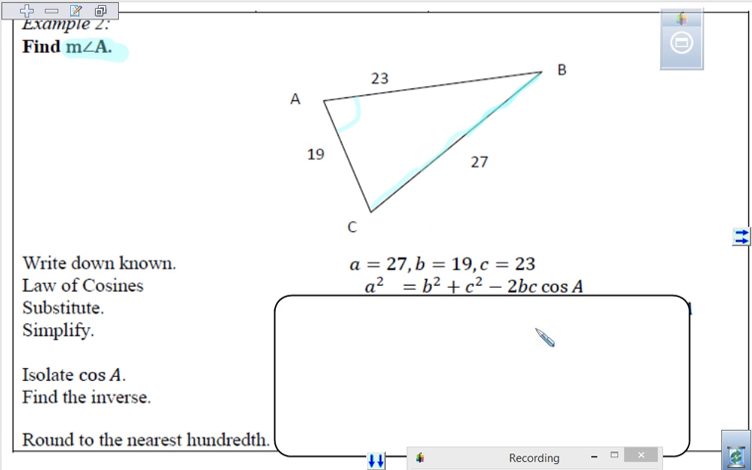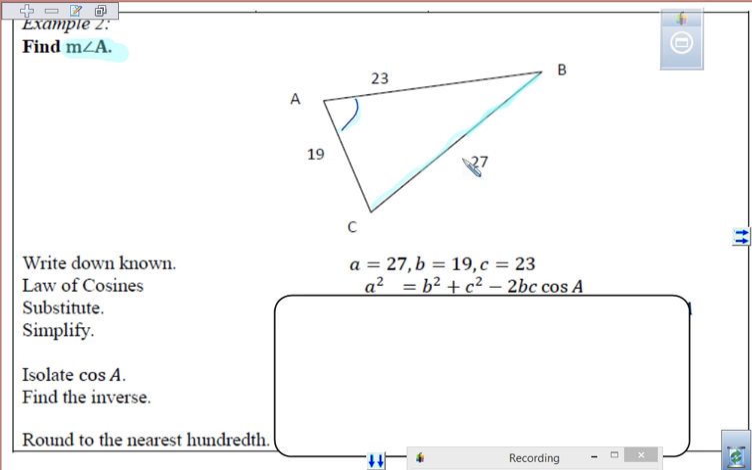So let's try an example together. Here's our picture. We have 19, 23, and 27. We know all 3 sides. We have to find angle A. So I marked angle A. And opposite of angle A is 27. So those are important numbers.